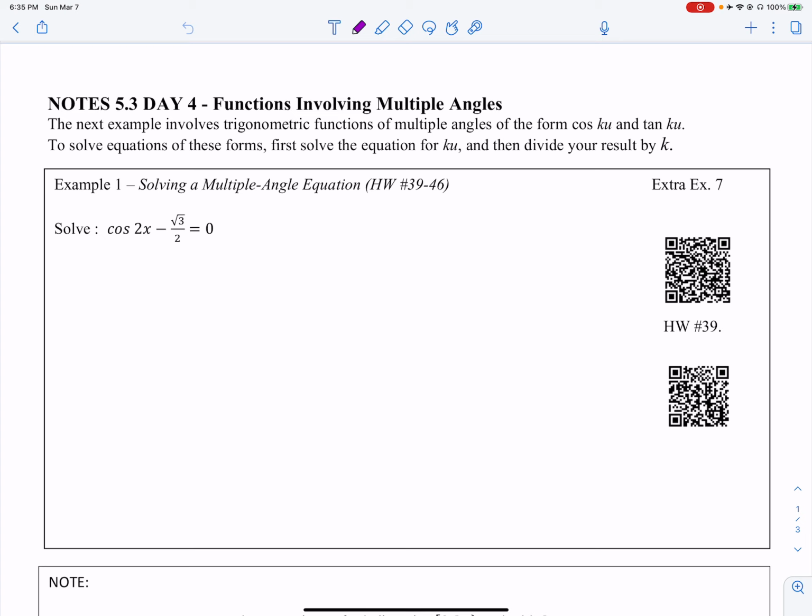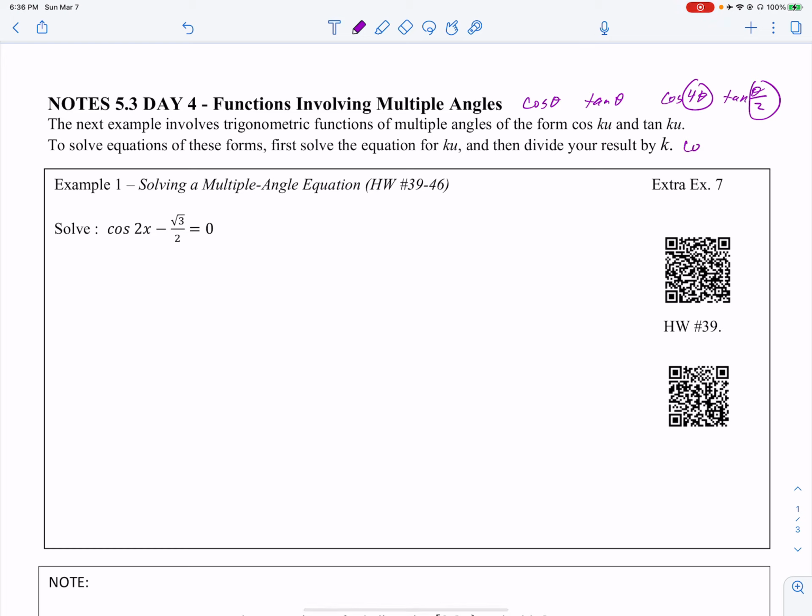Pre-calculus, 5.3, day 4. We're going to be solving functions that involve multiple angles. So far you've seen things like cosine of theta, tangent theta, etc. But now you're going to see things like cosine 4 theta, tangent theta halves. And so when this angle is not just theta, those are solving trig functions of multiple angles.